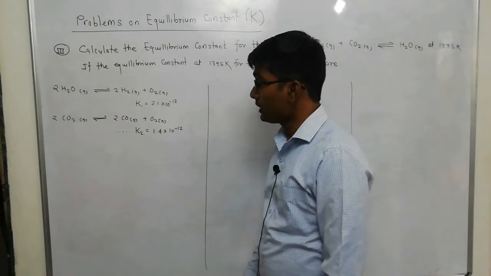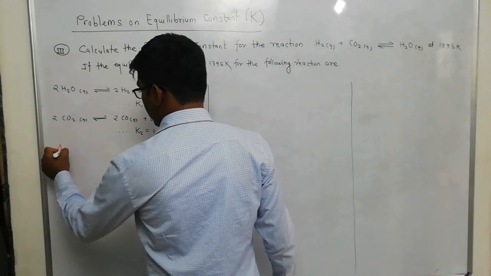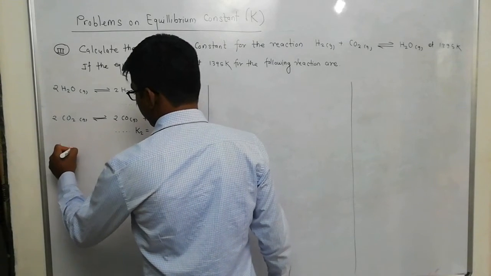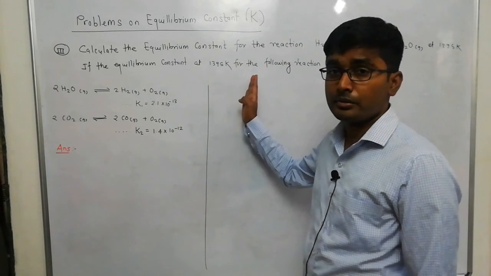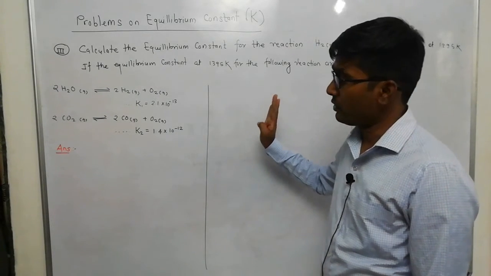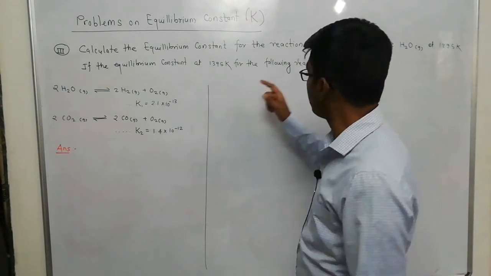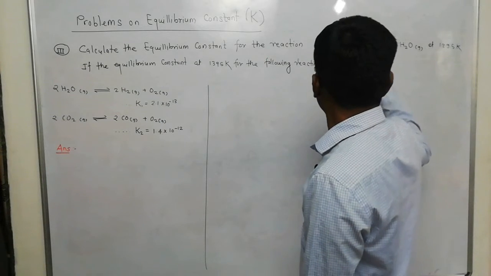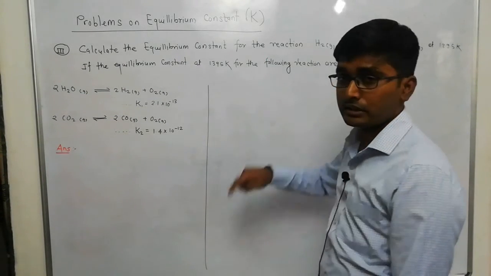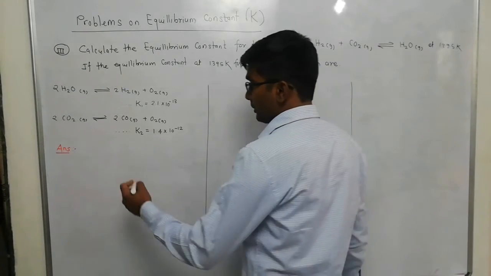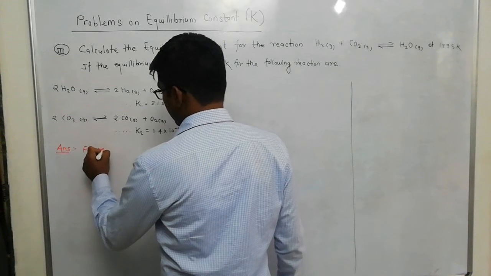Now let us solve this problem. Whenever you read a problem, read it carefully and try to find out what is given and what is asked. So what is given? The equilibrium constants for these two reactions are given. And what is asked? The equilibrium constant for this reaction is asked. Now let us write each reaction and its equilibrium constant.